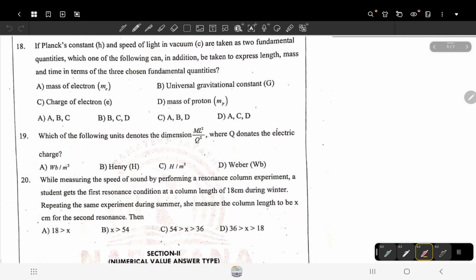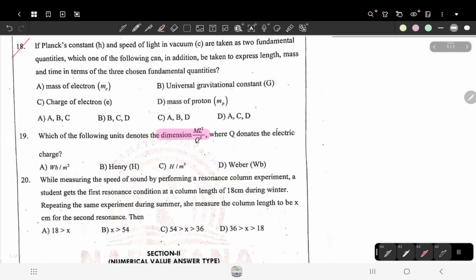Question number 18, you just do it. And question number 19: which of the following units denotes the dimensions of ML square by Q square, where Q denotes the electric charge? It seems somewhat tough. Question number 18, you guys do that. Look at question number 19.